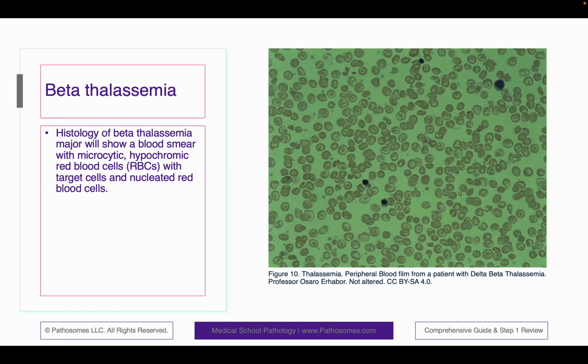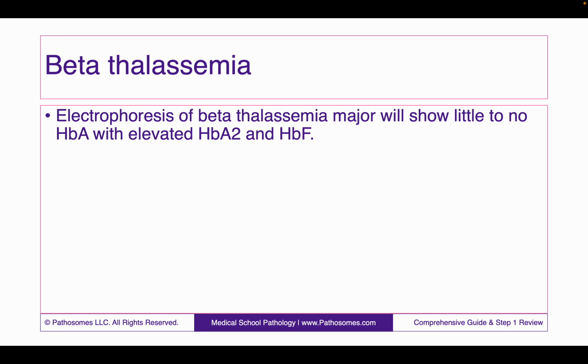The histology of beta thalassemia major will show a blood smear with microcytic hypochromic red blood cells with target cells and nucleated red blood cells, as you can see here in this image. You see all those target cells? Electrophoresis of beta thalassemia major will show little to no hemoglobin A, with elevated hemoglobin A2 and hemoglobin F.